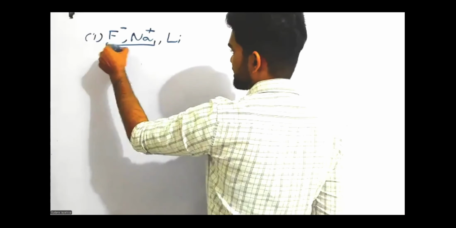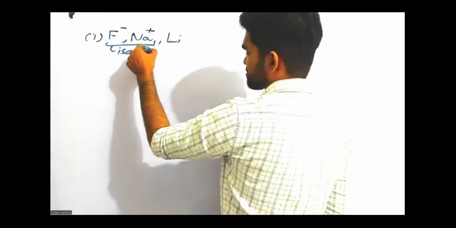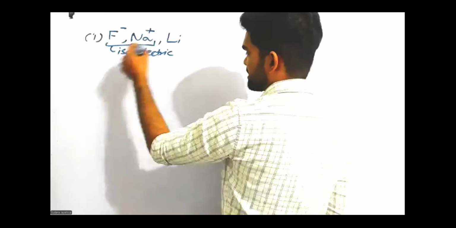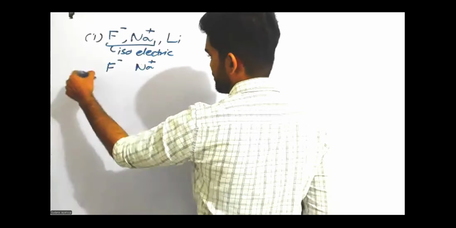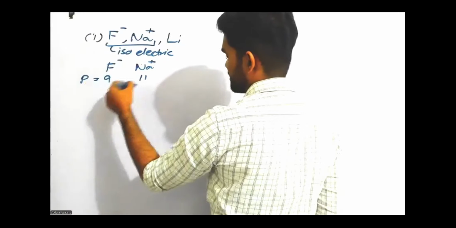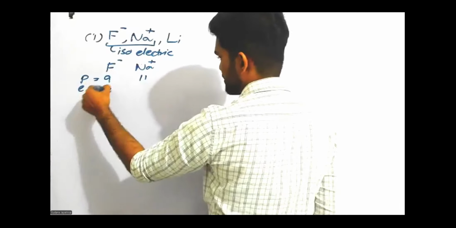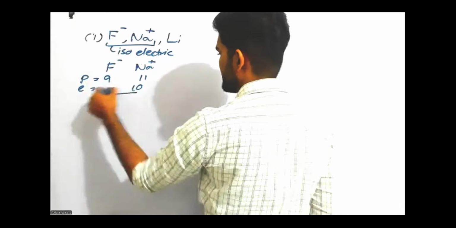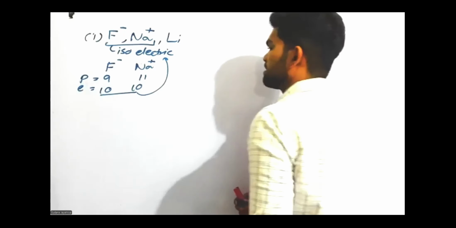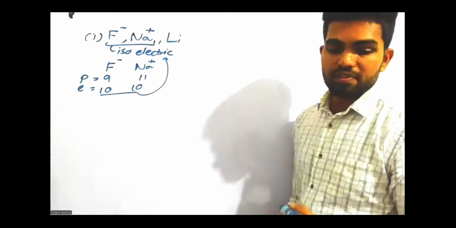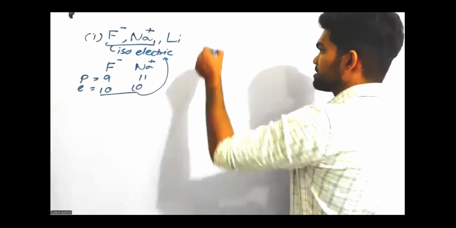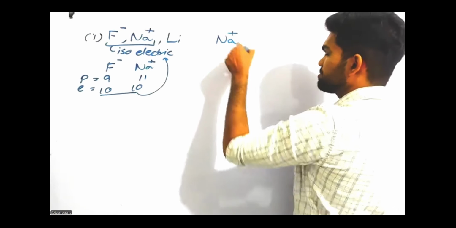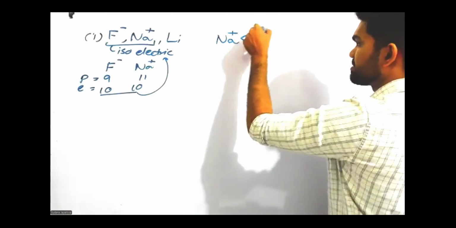F minus and sodium plus are isoelectronic. If you take F minus and sodium plus, the number of protons are 9 and 11, but the number of electrons is 10 and 10. That's why I said isoelectronic. However, since sodium plus has more protons, it has more nuclear attraction. So sodium plus is going to be smaller than F minus.